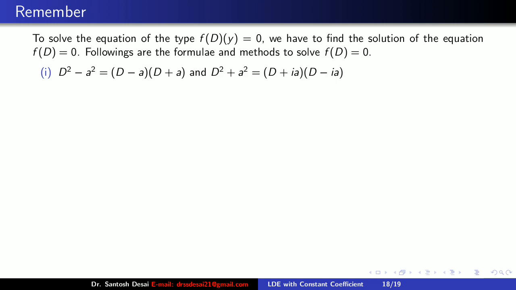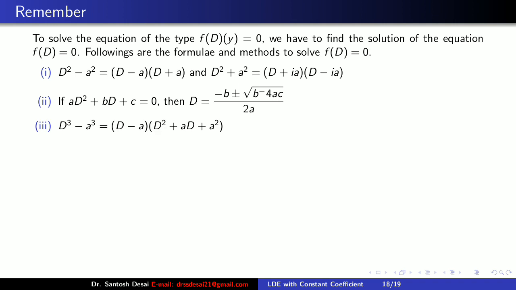Again, D² + a² = (D + ia)(D - ia). Then the root of quadratic equations, that is aD² + bD + c = 0, is D = (-b ± √(b² - 4ac)) / 2a. This is well known formula. D³ - a³ = (D - a)(D² + aD + a²). Similarly, D³ + a³ = (D + a)(D² - aD + a²).